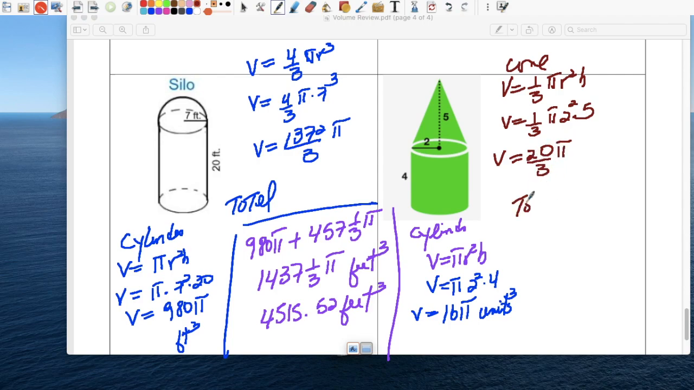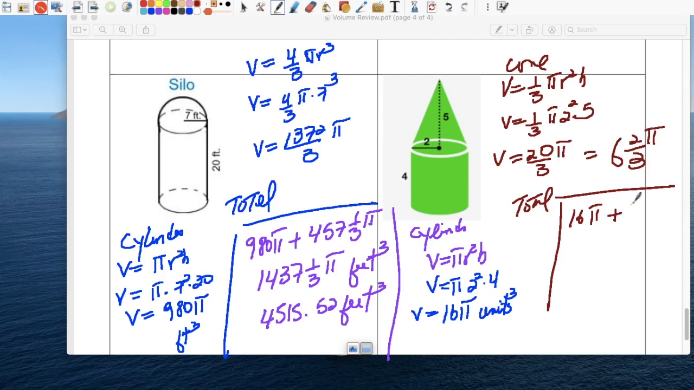Now the total, we have to combine both of these. One is 16 pi. The other one I'm going to change to a mixed number. 3 goes into 20 six times, so it's 6 2/3 pi. This makes it easy to add. 16 plus 6 is 22, and so 22 2/3 pi, units cubed.